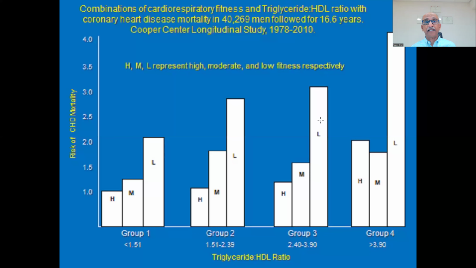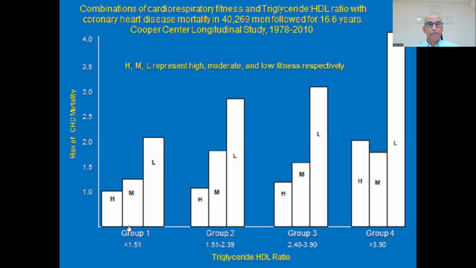So let's look at the second slide here. This slide is from a long study of 16.6 years, of about 40,269 men followed between 1978 and 2010 by the Cooper Institute. They have divided them into 4 groups here. What you are seeing on the vertical axis, the y-axis, is the risk of CHD mortality, cardiovascular disease mortality, and on the x-axis you have the triglyceride over HDL ratio, divided into 4 groups.